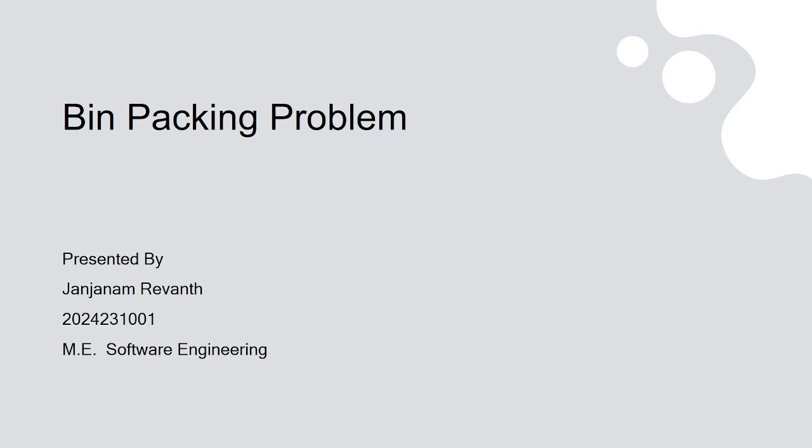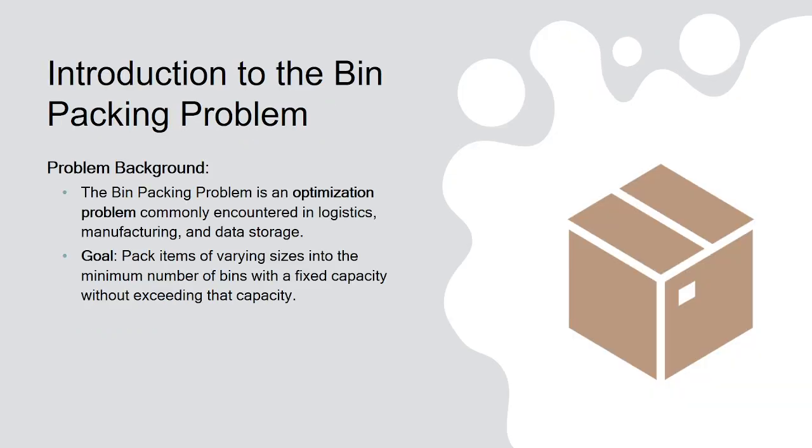My topic is bin packing problem. Here we will explore different algorithms for solving it and their implementation using C language. The bin packing problem is a classic optimization problem in computer science. It involves packaging items of various sizes into bins with fixed capacities, aiming to minimize the number of bins used, and this problem is NP hard, meaning that as the number of items grows, finding the optimal solution becomes computationally challenging.